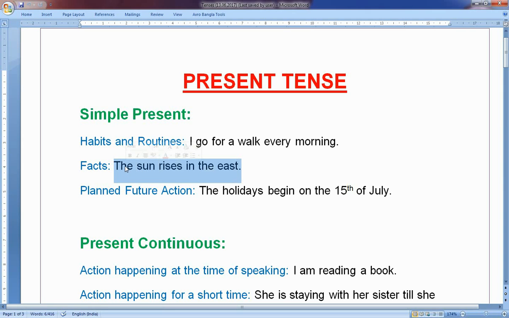Next, planned future action. A good question over here will be, if it is a future action, why are we putting it into the present tense? Well, simply because of the key word over here, which is the word planned. It means that although it is going to happen in the future, we know it from now. The example, the holidays begin on the 15th of July. So, although the holidays are beginning on the 15th of July, since we know of it from now, hence we are using the simple present begin in this case.